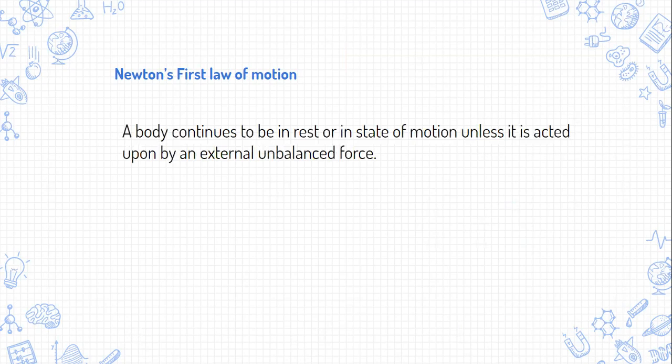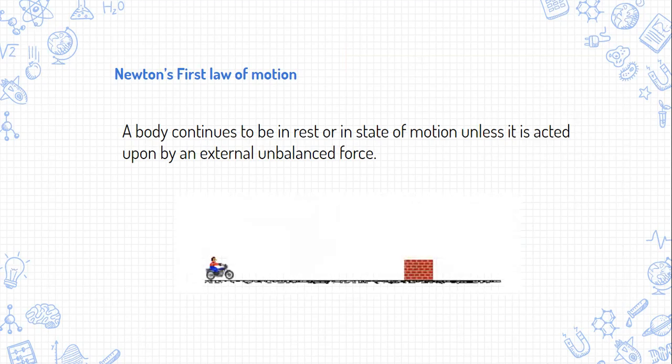A body continues to be in rest or in a state of motion unless it is acted upon by an external unbalanced force. So we saw this example, like this person who is riding on a bike is going so smoothly, he's handling his motion, but as soon as the wall comes, an external unbalanced force comes, then his motion is disturbed. He falls down from the bike. Okay, and then we saw these two new concepts about contact forces and non-contact forces.